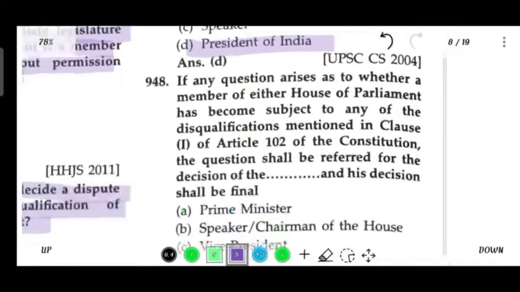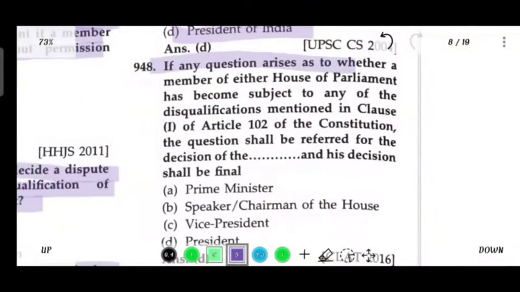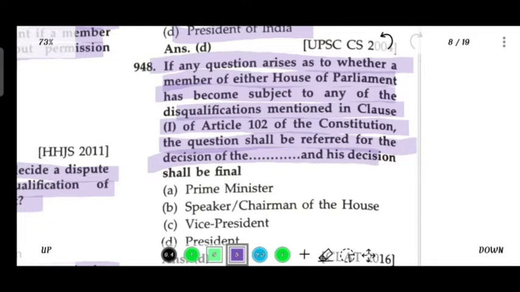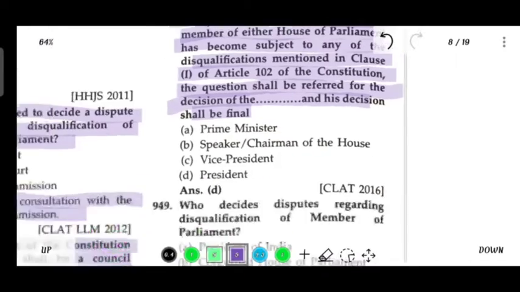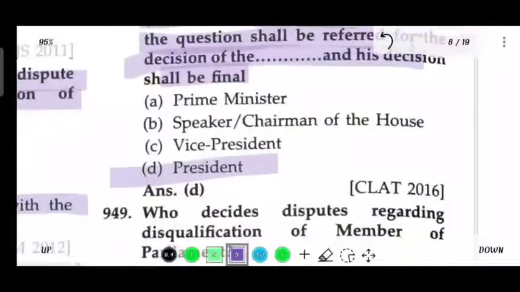President of India. If the question arises as to whether a member of either House of Parliament has become subject to any disqualification mentioned in clause 1 of Article 102 of the Constitution, the question shall be referred to the decision of the President, and his decision shall be final. President.